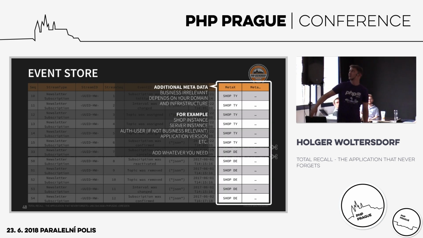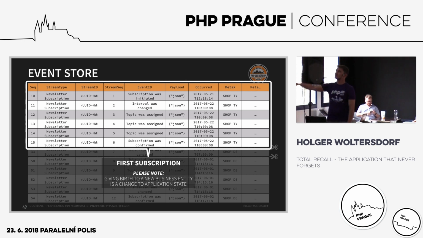And then you can optionally add metadata to the table as much as you want. That's just for you to see where the event came from, in which country the event happened, and so on. That really depends on your application and on your use case, what kind of metadata you can put here. So this is my first subscription. I initiated the subscription, I changed my interval, I assigned 3 topics, and I confirmed my subscription.